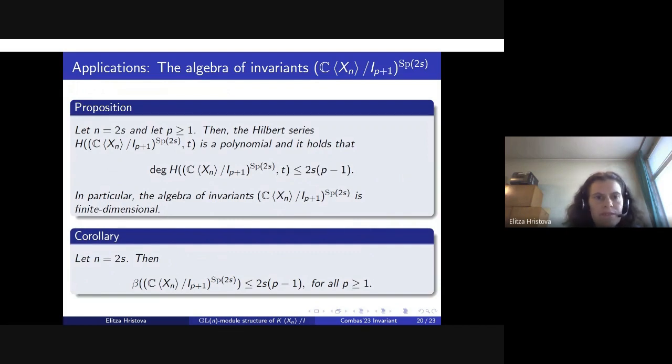In the case of Sp, we again obtain that the Hilbert series is a polynomial. So this algebra of invariants is again finite dimensional. And we have explicitly given here the maximal degree in the Hilbert series, and also, as an immediate corollary, the maximal degree of any homogeneous element in the algebra of invariants.